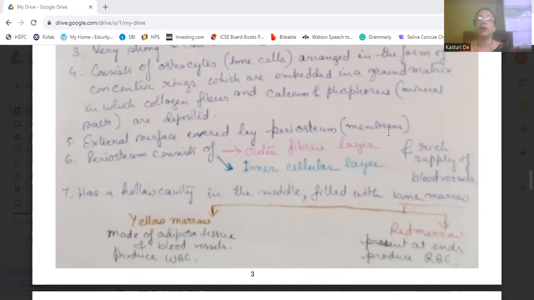Then it has a hollow cavity in the middle where there is bone marrow. Two types of bone marrow are there, one is yellow and the other is red. Yellow bone marrow generally has adipose tissue and blood vessels, and produces WBC. Whereas red bone marrow is present at the ends and produces RBC.